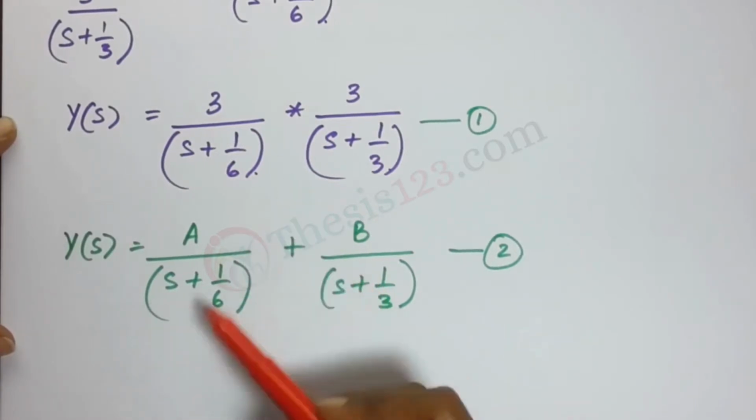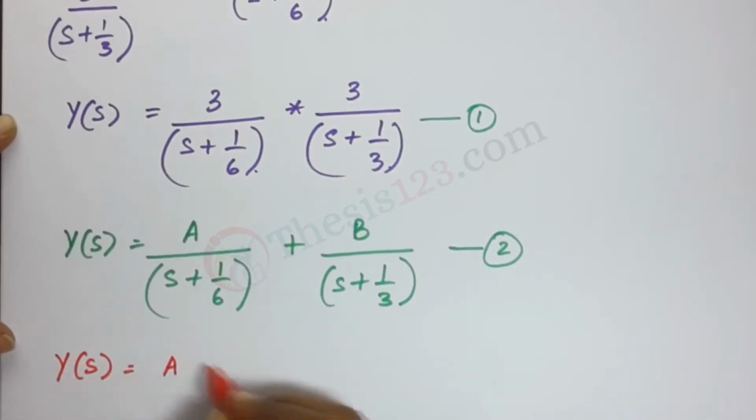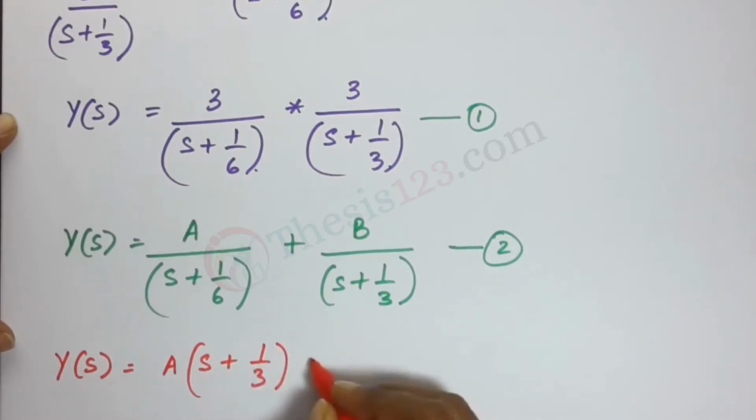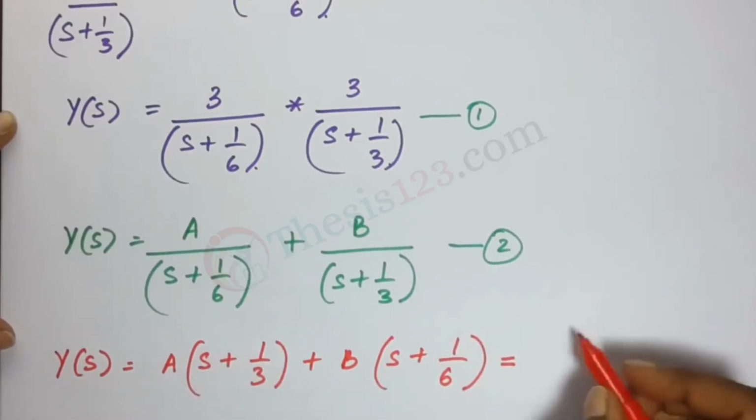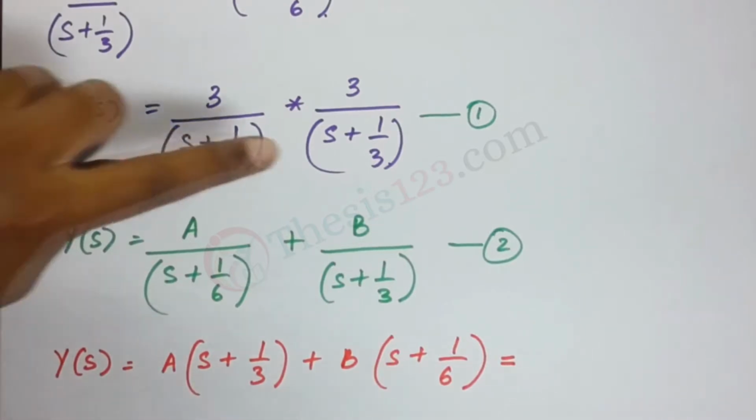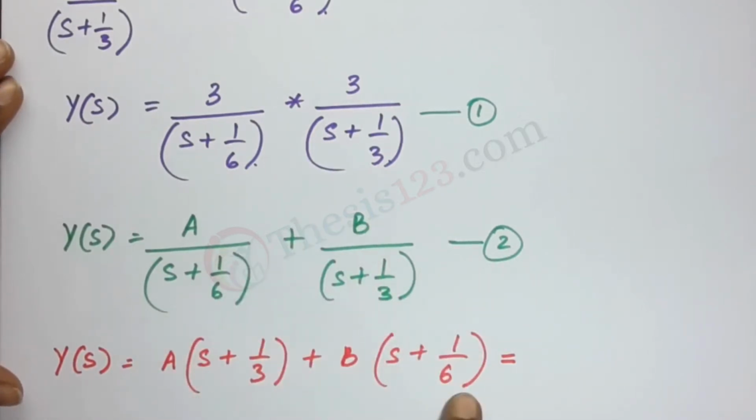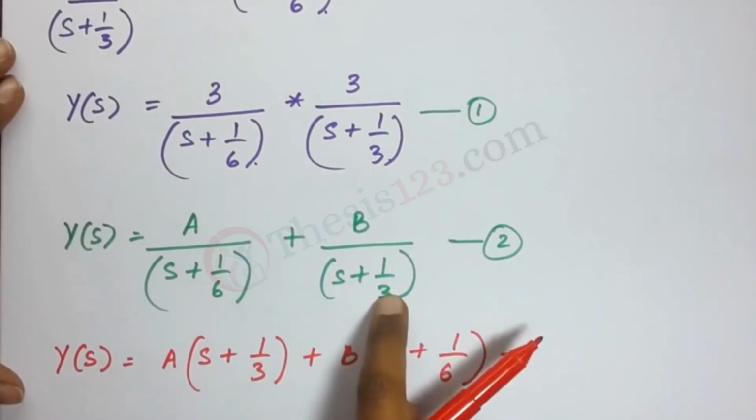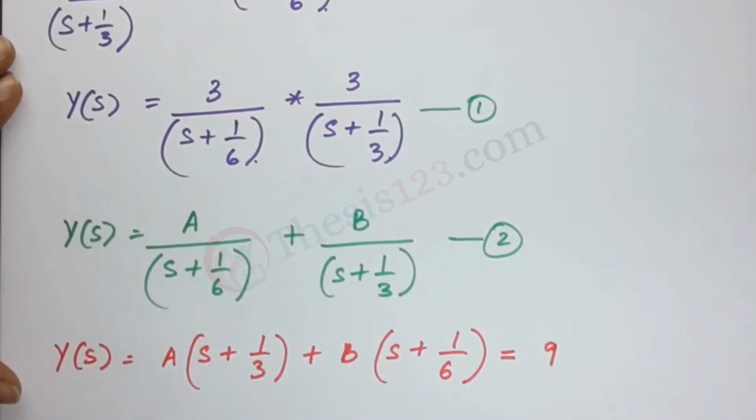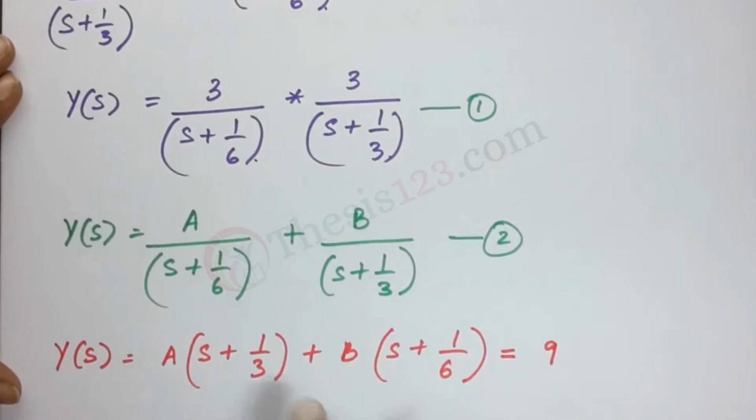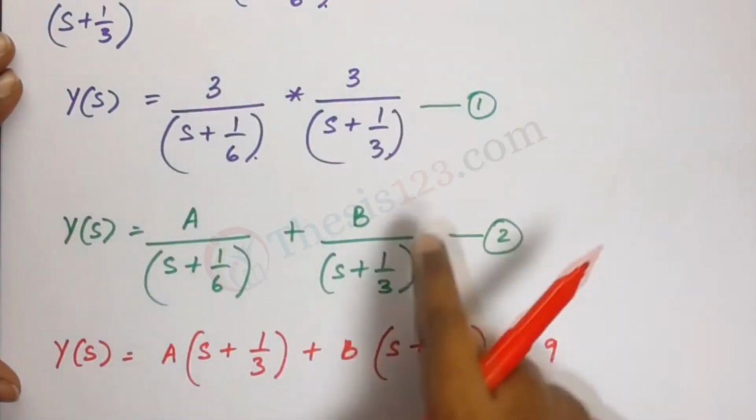So we have to equate both of these in order to find out what A and B are. Now, if we solve these two, we can write y of s as A(s plus 1/3) plus B(s plus 1/6). We are going to equate equations 1 and 2. Once we cross multiply, the denominators cancel out, and we are left with 3 times 3, which is 9. I hope you're following what I'm doing here. We are equating the numerators of 1 and 2.